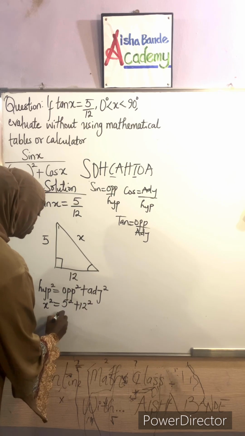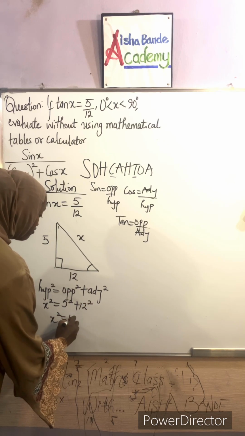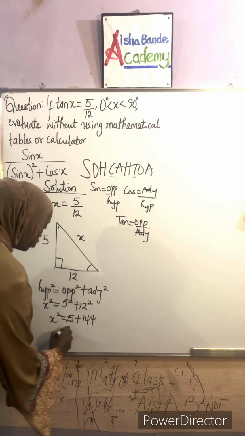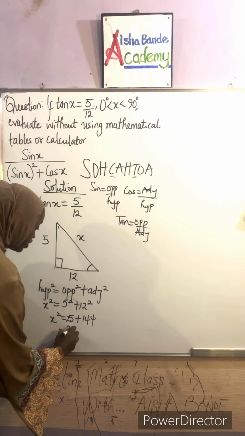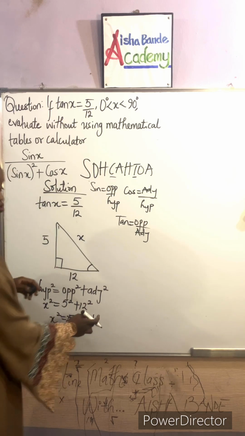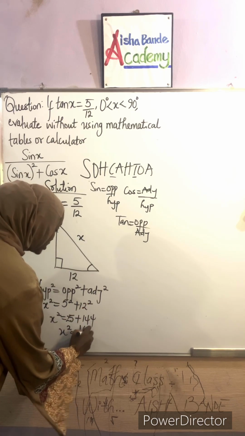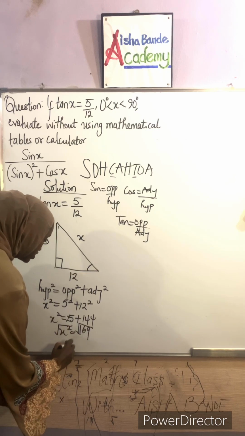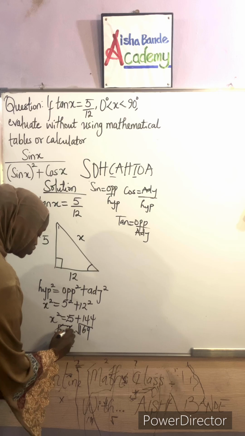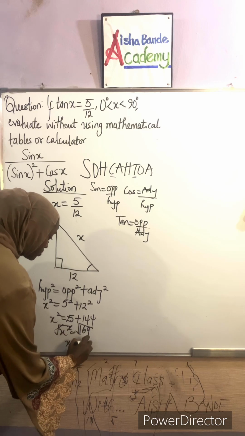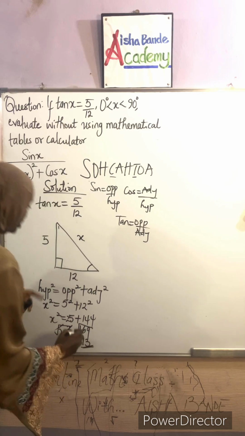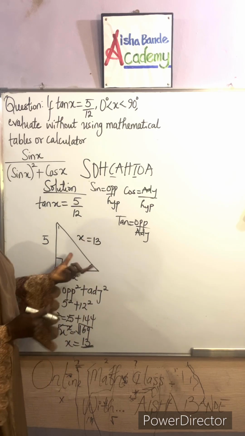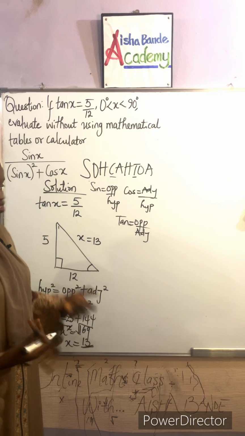So here we have x squared is equal to 5 squared, which gives us 25, plus 12 squared gives us 144. So simplifying further, we have that x squared is equal to 25 plus 144 gives us 169. So taking the square root of both sides, okay, we have the square root cancels the square. We have x is equal to 13. So the value of x, that is the hypotenuse, is 13, okay. So from here, we can continue solving this question.